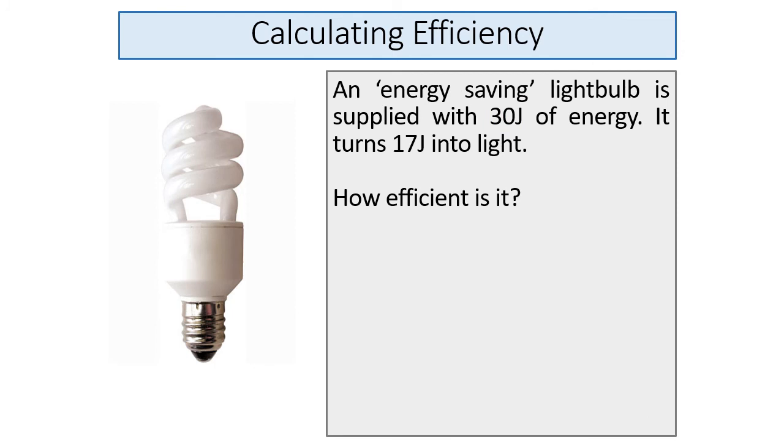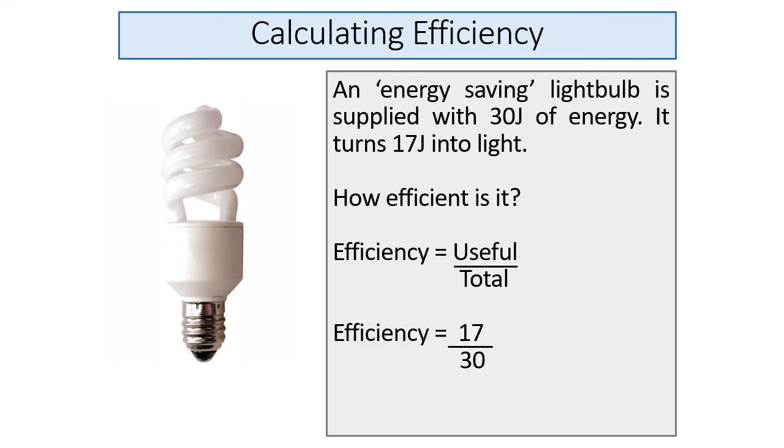Now you can pause this video, use this equation, and quickly calculate the efficiency of this energy saving light bulb. Good, well done. If you got the correct answer, the useful energy is 17 joules, total energy is 30 joules, and you multiplied by 100 to calculate the efficiency, which is 57%.